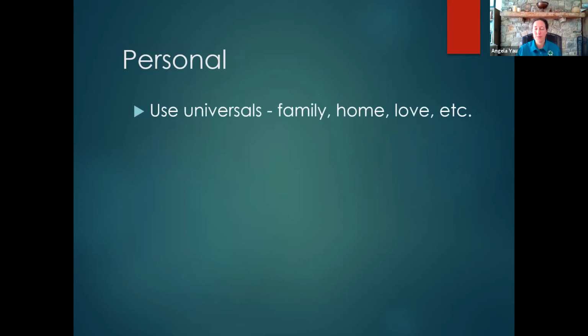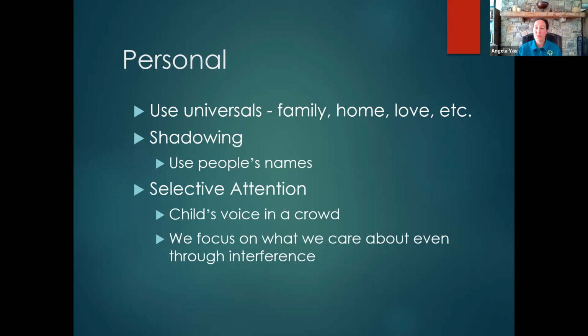Also, how do we make it personal? Well, I already gave you one of those tools: we talk about our universals. We're using family, home, love, connection, belonging, all of those things that are really ways that people can self-reference if they're thinking about that. There's also some language tools that we use. So shadowing is like using people's names, connecting to your audience directly, calling out that person who looked interested in something, and maybe using selective attention. So thinking about how you can hear your own child's voice in a crowd. It's going to stick out when somebody says mommy, if it's your kid's mommy or somebody else's, right?